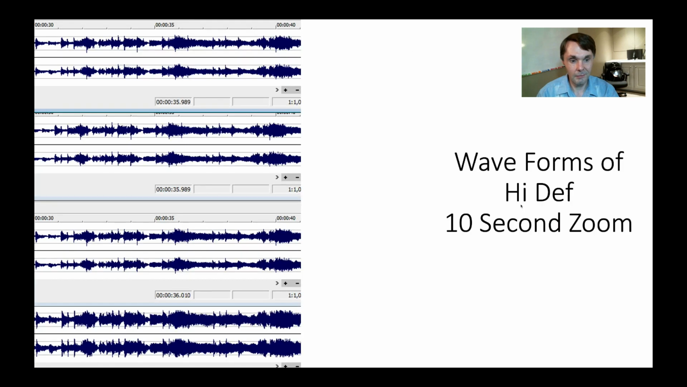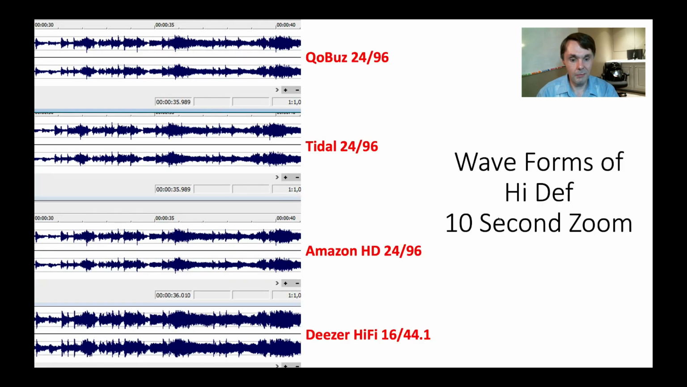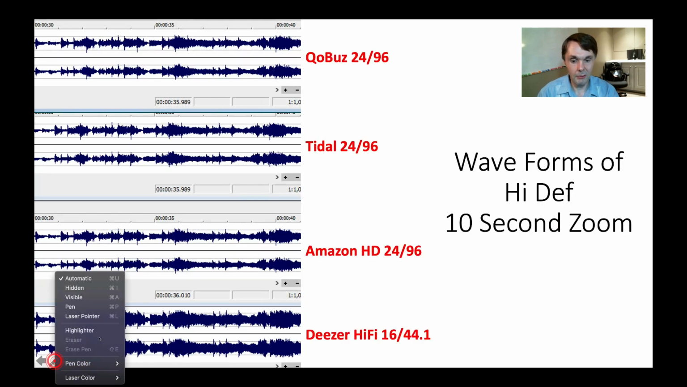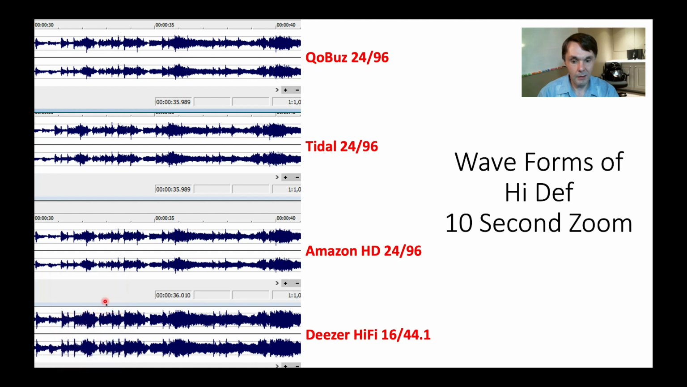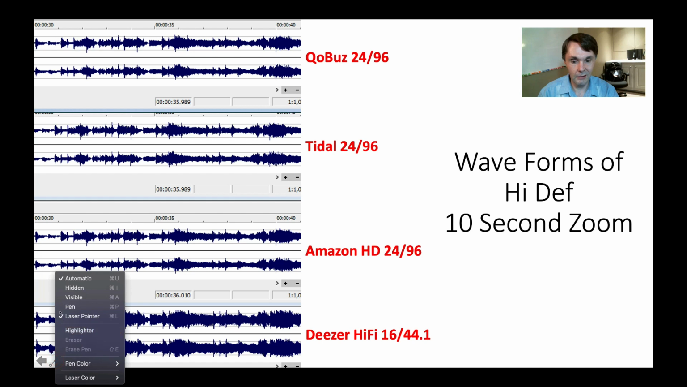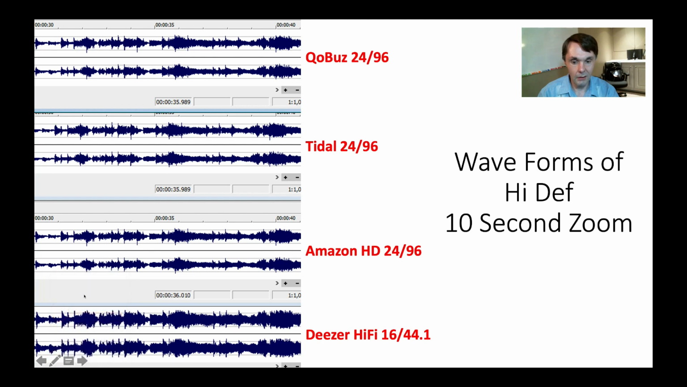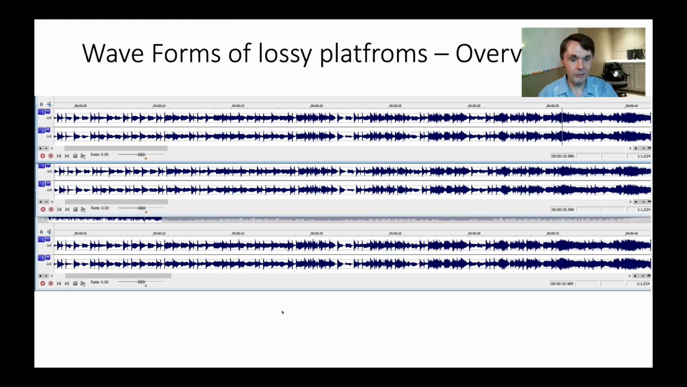So let's zoom in here and get my laser pointer. You can really see, I'm gonna turn that off, it's kind of cheesy. So you can really see that Qobuz, Tidal, Amazon, very similar, Deezer is very compressed. So let's look at our lossy streaming platforms.